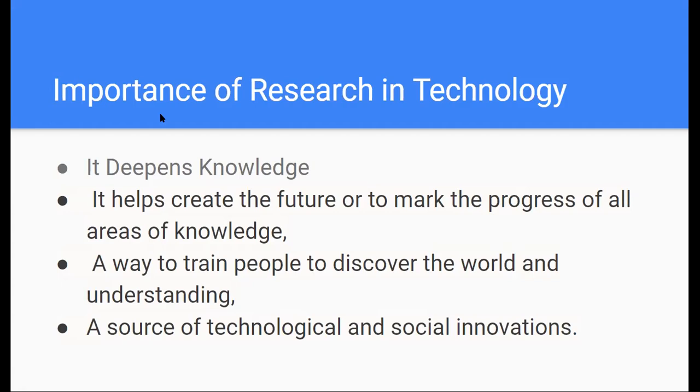Right? Okay, so the way to train people to discover the world and understand, so then the source of technological and social innovation. Here is the essence of research.